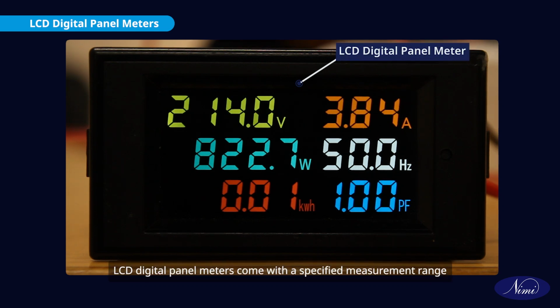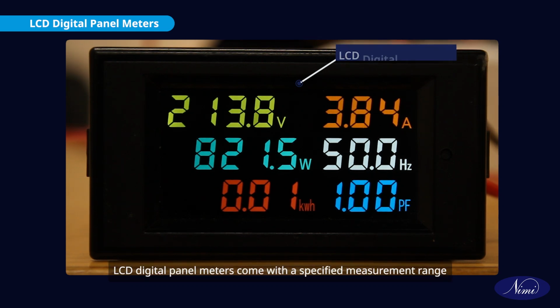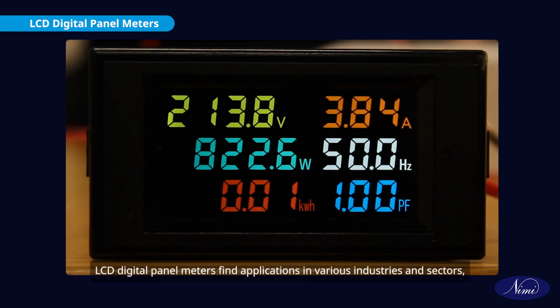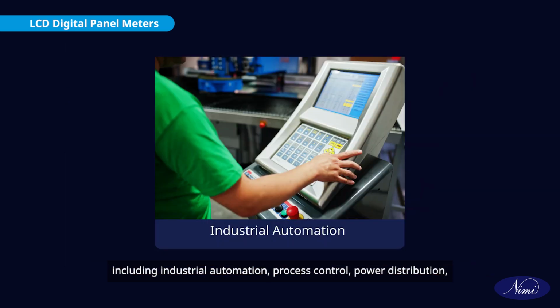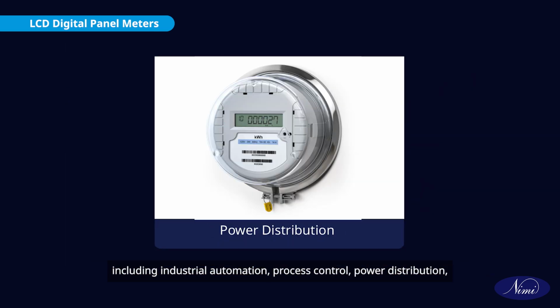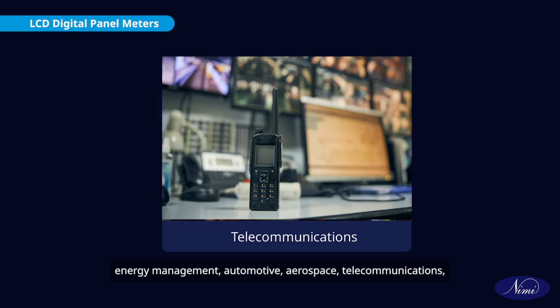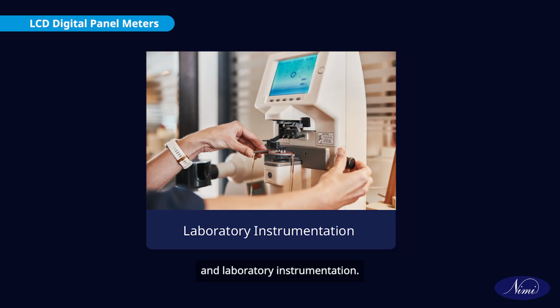LCD digital panel meters come with a specified measurement range for each parameter they can measure. LCD digital panel meters find applications in various industries and sectors, including industrial automation, process control, power distribution, energy management, automotive, aerospace, telecommunications, and laboratory instrumentation.